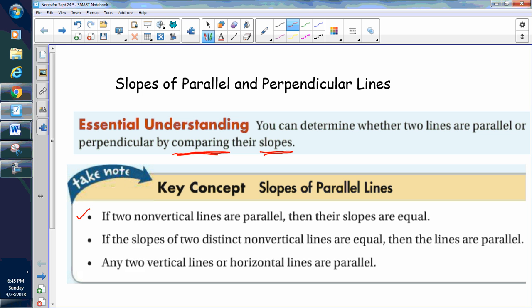Next, if the slopes of two distinct non-vertical lines are equal, then the lines are parallel. So in the first one, we're starting out with parallel lines. Then we're saying their slopes have to be equal. And in the second statement here, we're saying if we have two slopes that are equal, then the lines have to be parallel. And then thirdly, it's saying if we have any two vertical lines or any two horizontal lines, then they're going to be parallel as well. You may need to pause here to copy the rest of this.